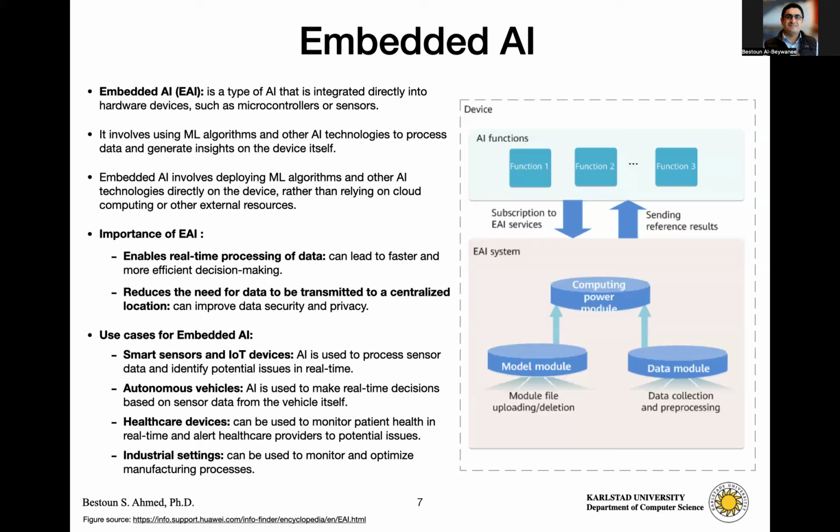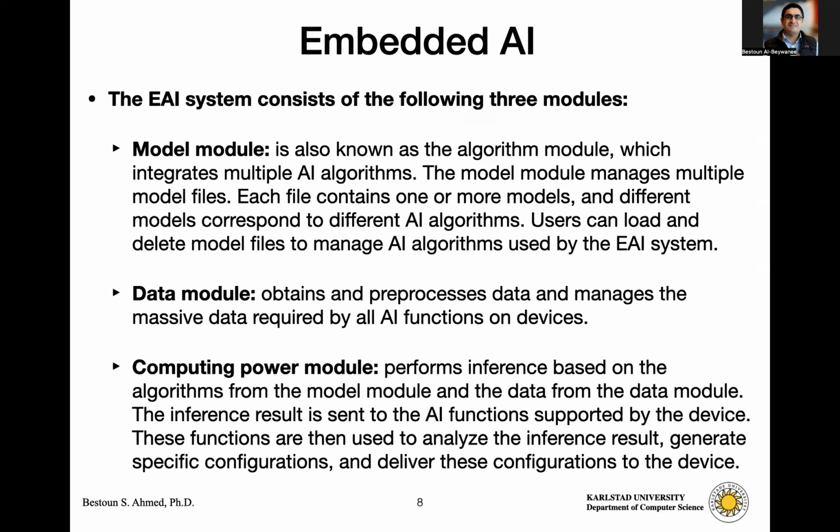It's very important for real-time processing of data, faster and more efficient. It reduces the need for data to be transmitted to a centralized location. It is a kind of edge, but it's not edge. There are limitations because the computation power is not that much here, but in the edge there could be good computation power. Of course, it's used for sensors, for example, smaller scale as I said, small parts of the vehicle, also healthcare devices, industrial settings.